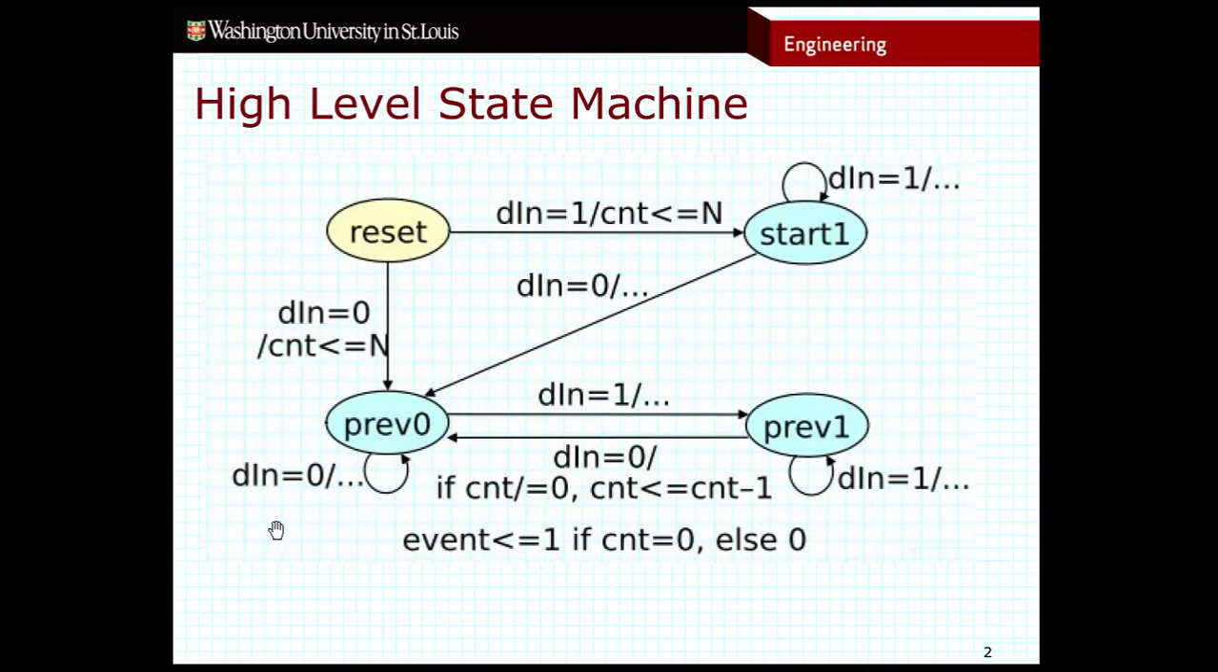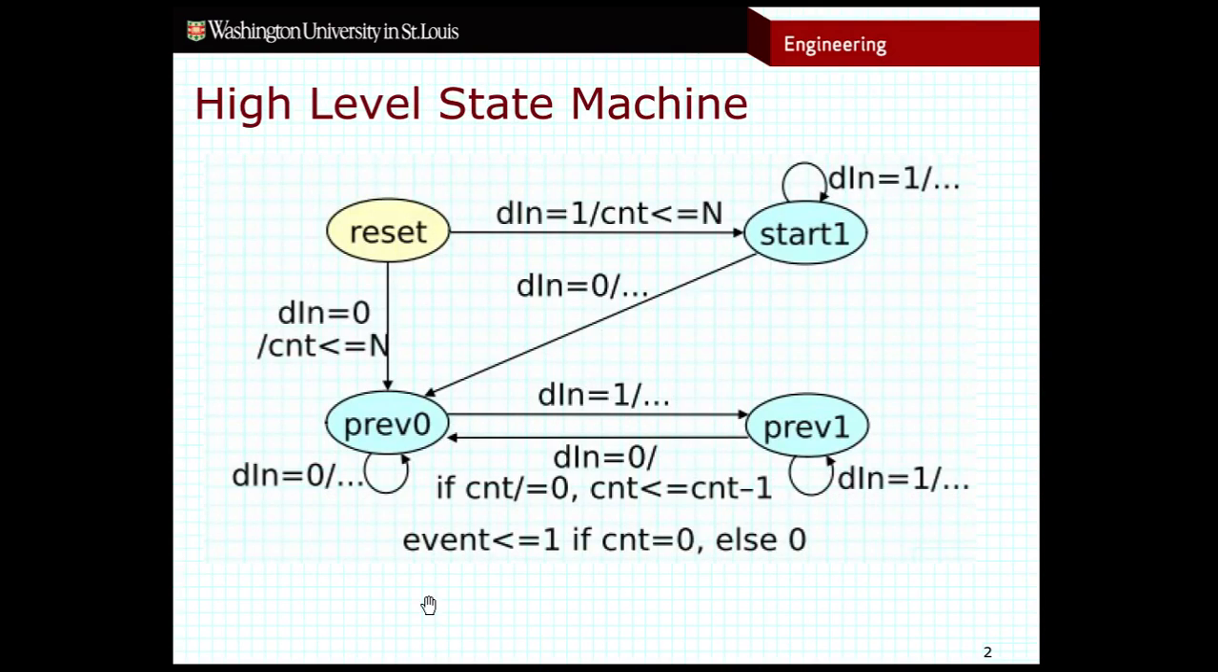Right? So what is the output then? What is the actual output of this finite state machine? Well, that's given down here at the very bottom. Our output is called event. It's a single bit signal. Event is going to be true if count is 0. Otherwise, event is going to be 0.